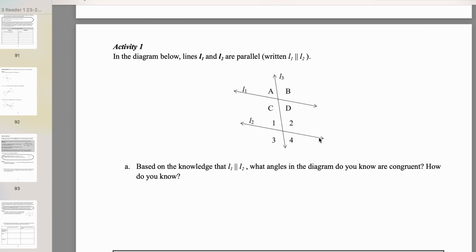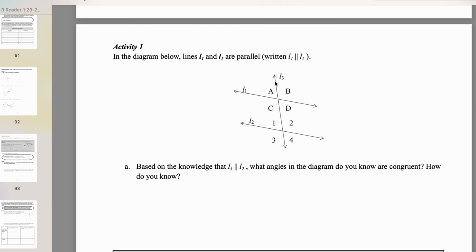I like this drawing very much because it uses letters to represent one pair of intersecting lines, and it uses numbers to represent the other area of intersecting lines. So when we've got parallel lines like L1 and L2 are, and you notice that notation up there with the little parallel line marks, we're relating the alphabet neighborhood to the neighborhood that has numbers in it.